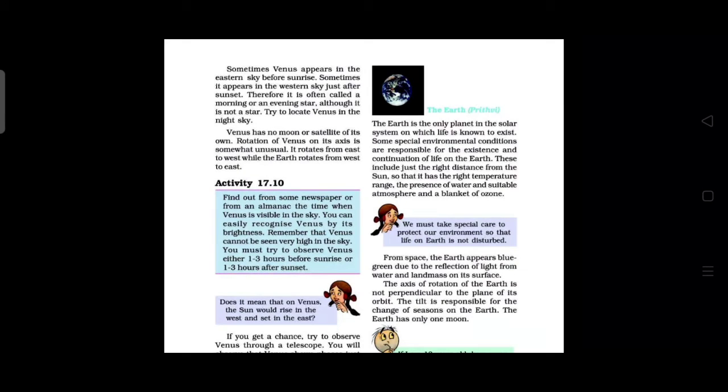Sometimes Venus appears in the eastern sky before sunrise. Sometimes it appears in the western sky just after sunset. While at sunrise it appears in the eastern sky, at sunset it appears in what? Western sky. It is often called what? Morning or evening star, although it is not a star, we are calling it that.